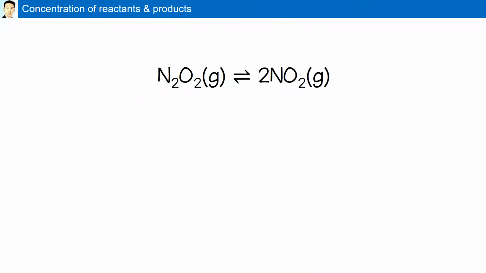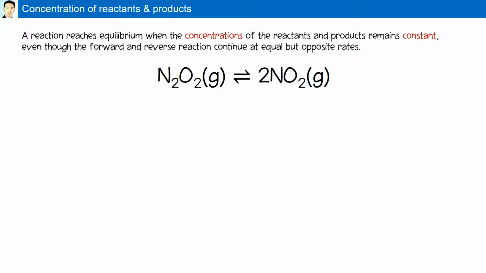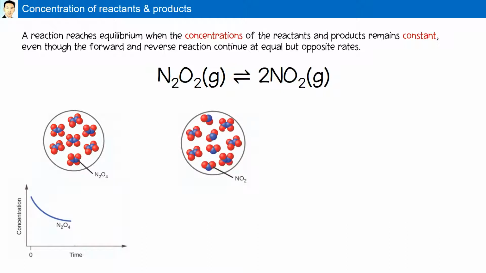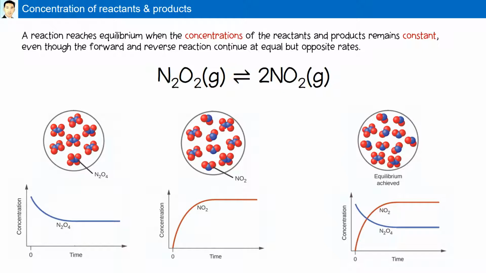Concentration of reactants and products. A reaction reaches equilibrium when the concentrations of the reactants and products remain constant, even though the forward and reverse reaction continue at equal but opposite rates. Here we have N2O4 decreasing in concentration while the formation of NO2 increases. At a point where equilibrium is achieved, the concentration of N2O4 remains constant and the concentration of NO2 remains constant. At this point, equilibrium has been achieved.